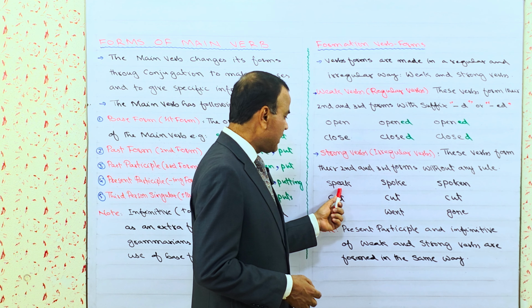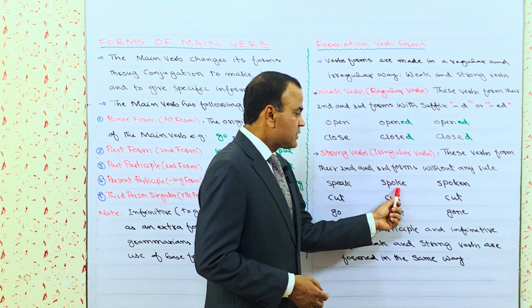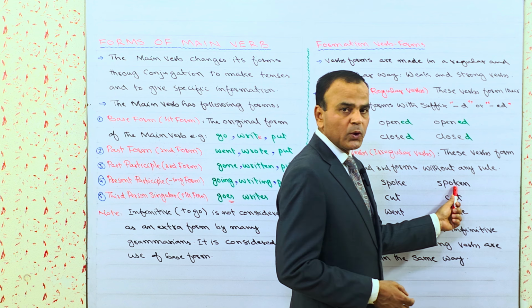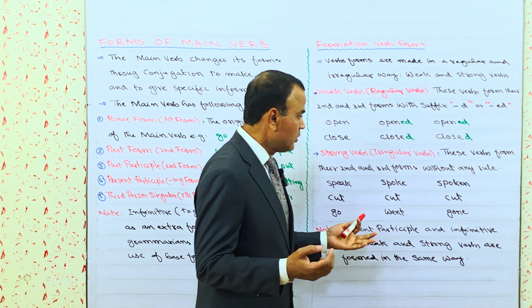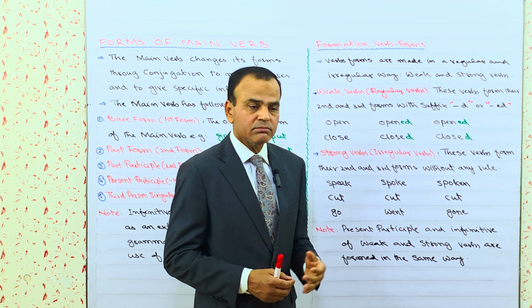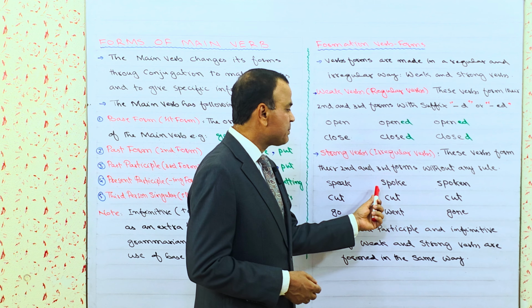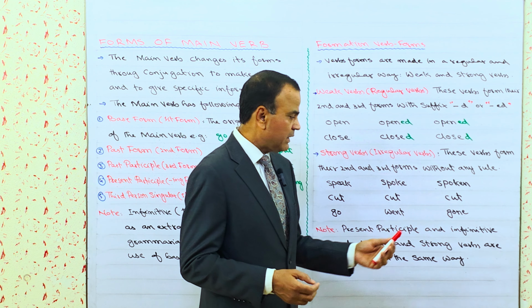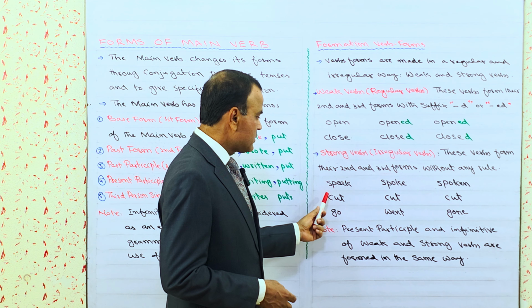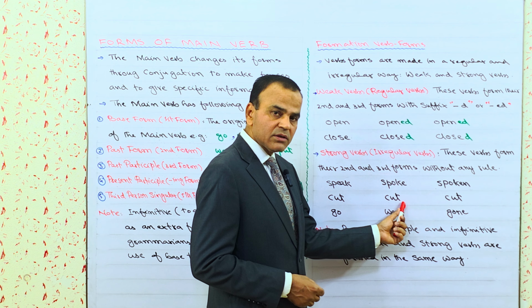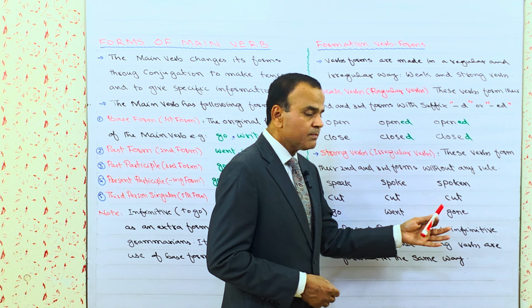For example, speak. Second form is spoke, and third form is spoken. No rule. Why is it formed in that way? There's no rule for that. So I can't say speak, speaked, speaked. That will be wrong. Next is cut. Its second form is also cut, and third form is cut.